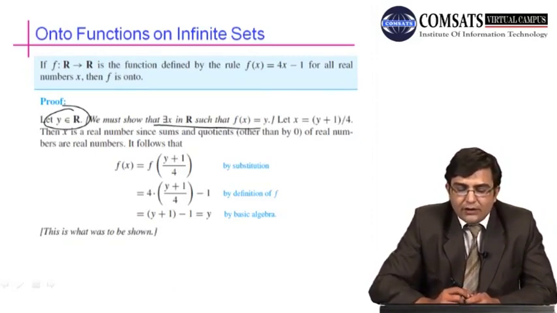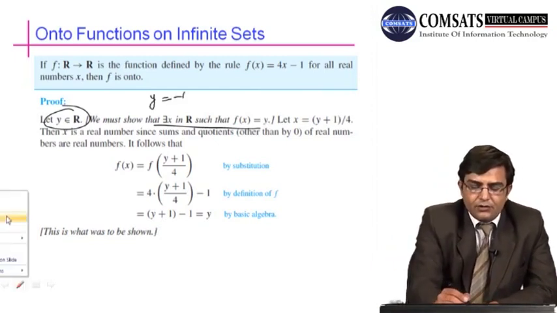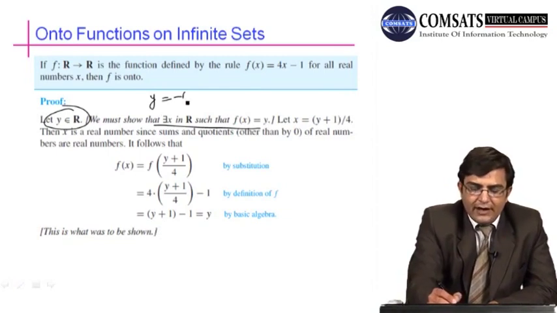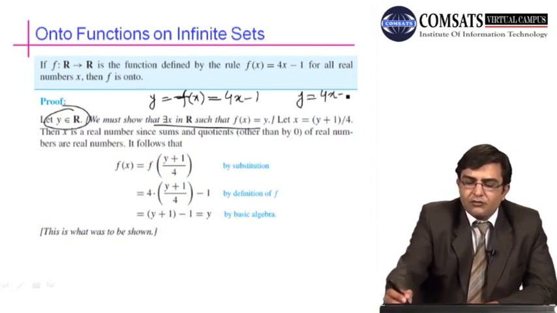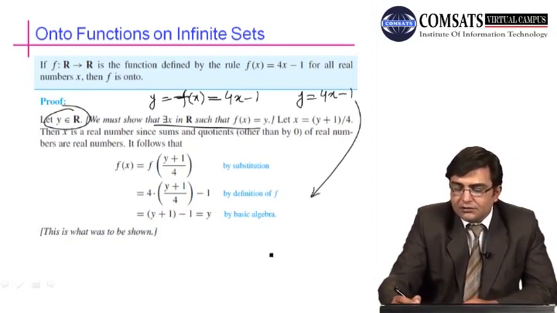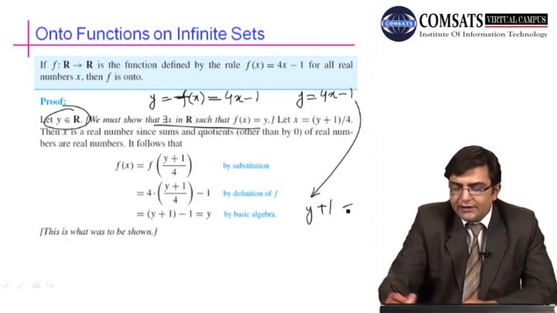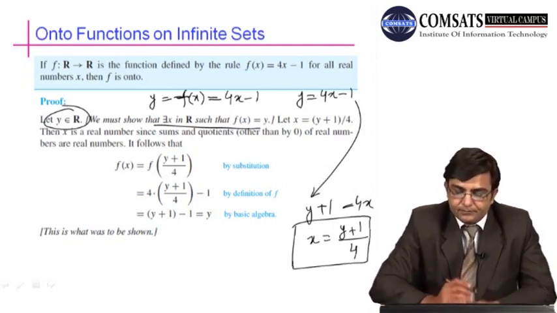Now y belongs to R, and we know that y is equal to f of x. Now f of x is what? 4x minus 1. It means y is equal to 4x minus 1. From here, after doing some little algebra, we can take y plus 1 is equal to 4x, and x is basically y plus 1 divided by 4. So this is x basically.